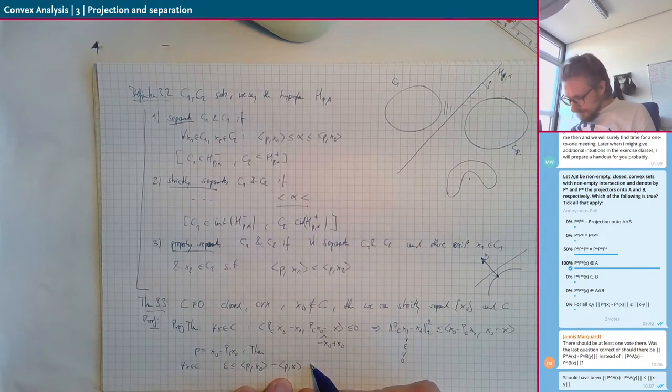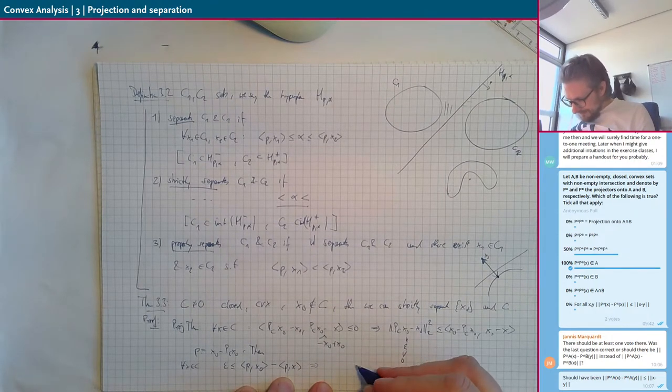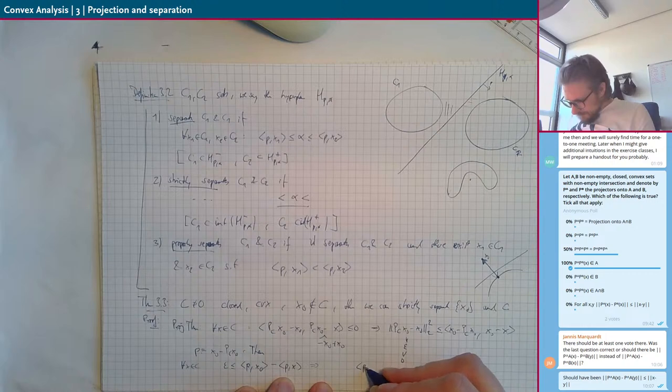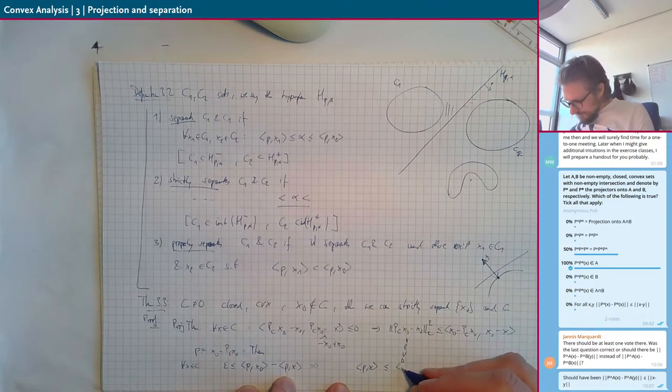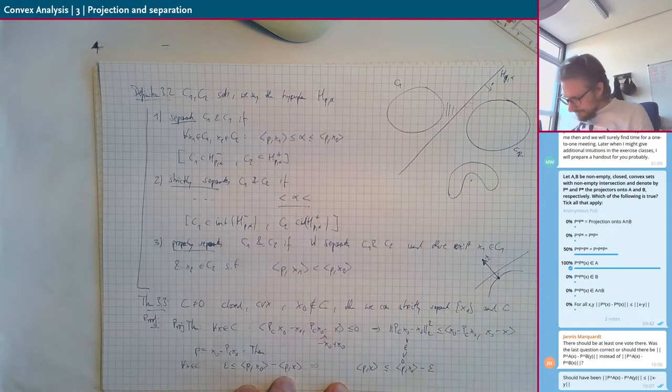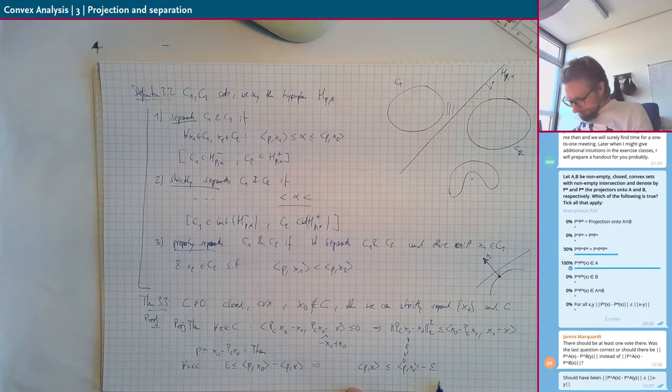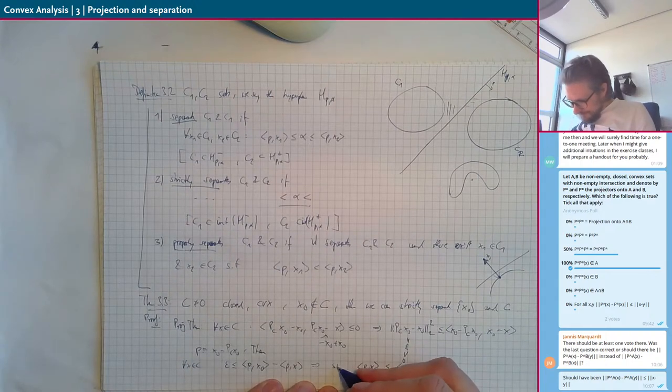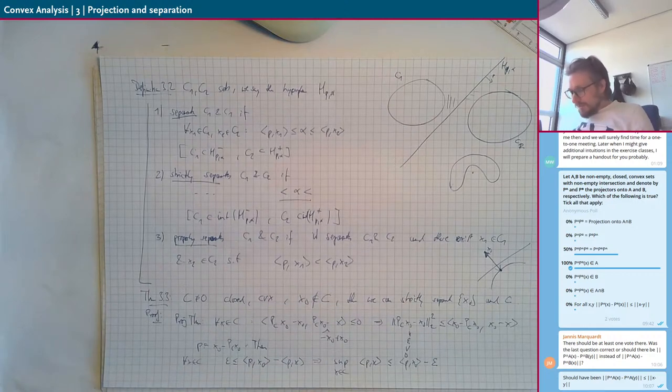So what do we get from there? This means P of x is smaller or equal to P of x0 minus epsilon. This holds for all x and c, so we could also very well take the supremum over x and c over here, and it's still true. So now we have that, right?